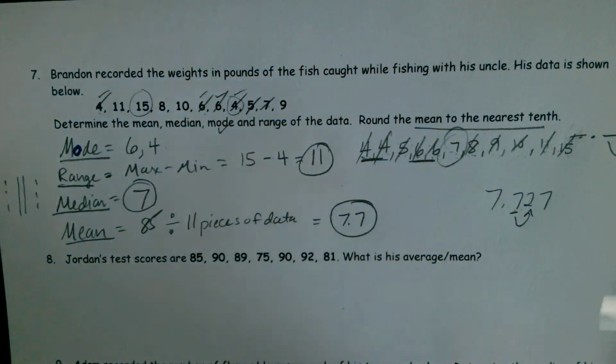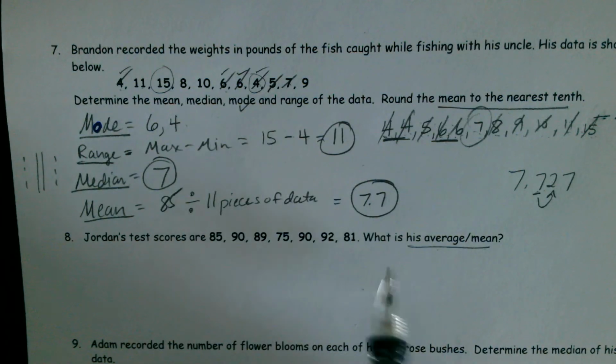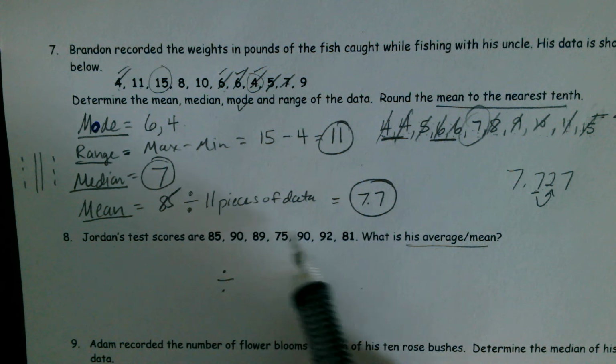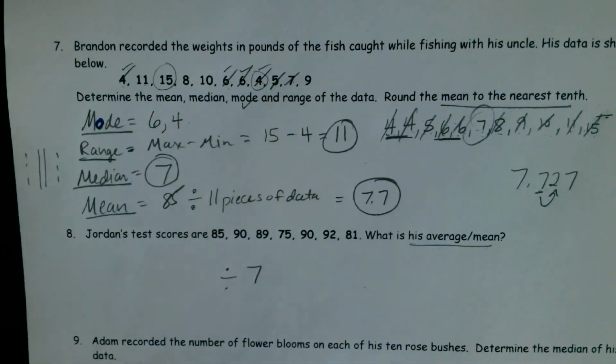Jordan's test scores. What is his average or the mean? So how do you find the average of your test scores? You add them all up and you divide by the number of data. So let's see, 1, 2, 3, 4, 5, 6, 7. So I'm going to divide by 7. I need to add them all up. 85 plus 90 plus 89 plus 75 plus 90 plus 92 plus 81 divided by 7.